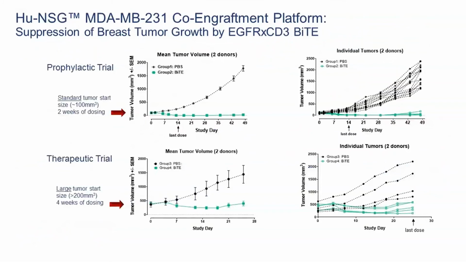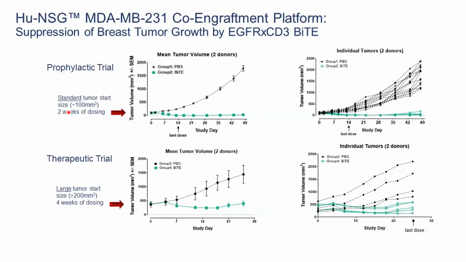So here I'm going to show you a data set focused on the humanized NSG with solid tumor engraftment of the MDA-MB-231. This is a solid tumor that's a triple-negative breast cancer engrafted into the breast cancer tissue of these mice. And then we're looking at treatment of these mice with the EGFR CD3 bispecific again, but we're looking at a prophylactic treatment trial versus a therapeutic trial. And the primary difference here is the size of the tumors and when the beginning of the dosing occurred.